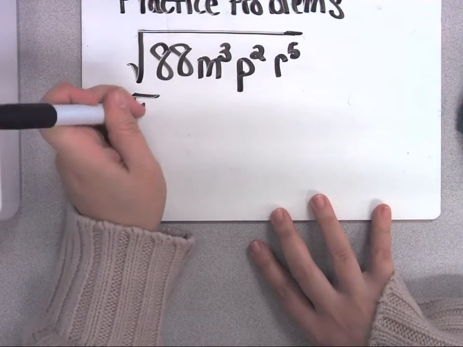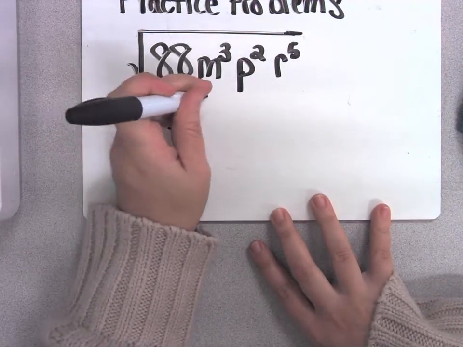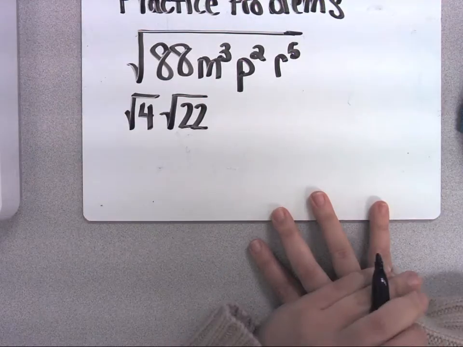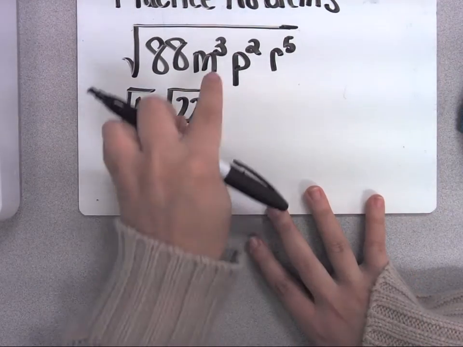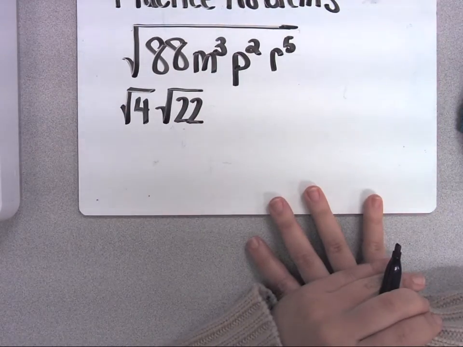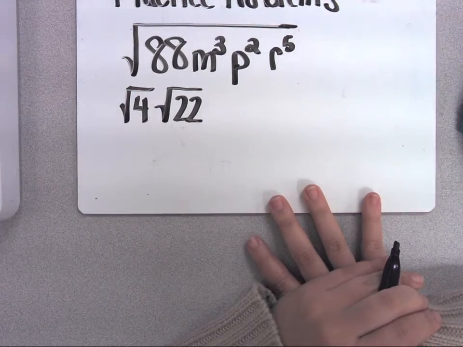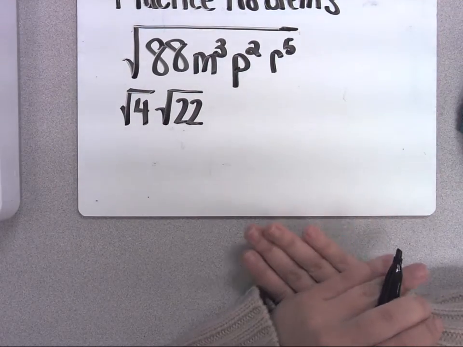So I can rewrite this as the square root of 4 times what, 22? Okay. Now, what do we do with the m's? How do we break down variables again?